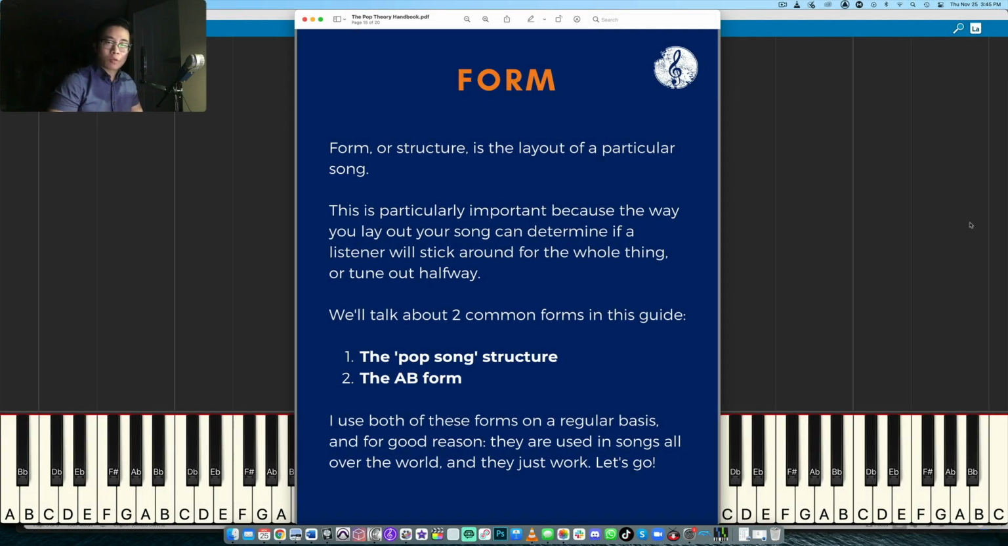And today let's talk about structure. We're going to keep it relatively simple in terms of what structures we can choose from, because there are so many to really go with. But I want to show you two common structures that we can use in today's video, and hopefully they'll give you a couple of ideas to choose from when you're writing your next piece of music.